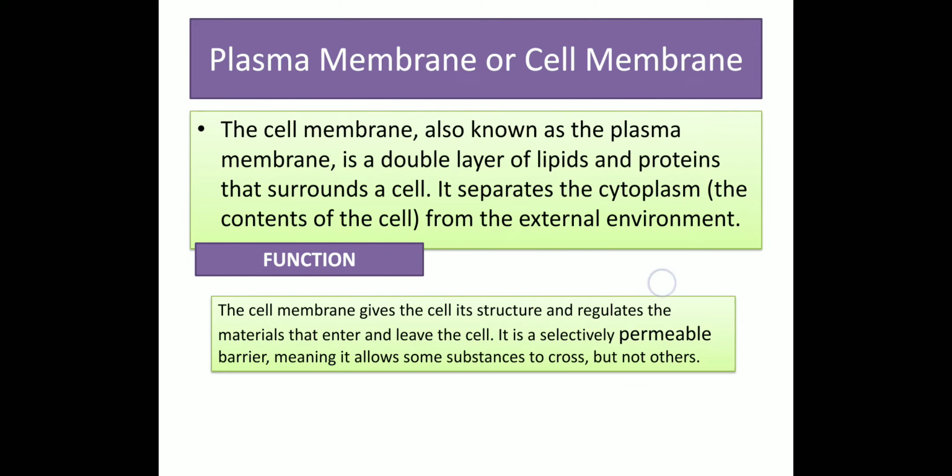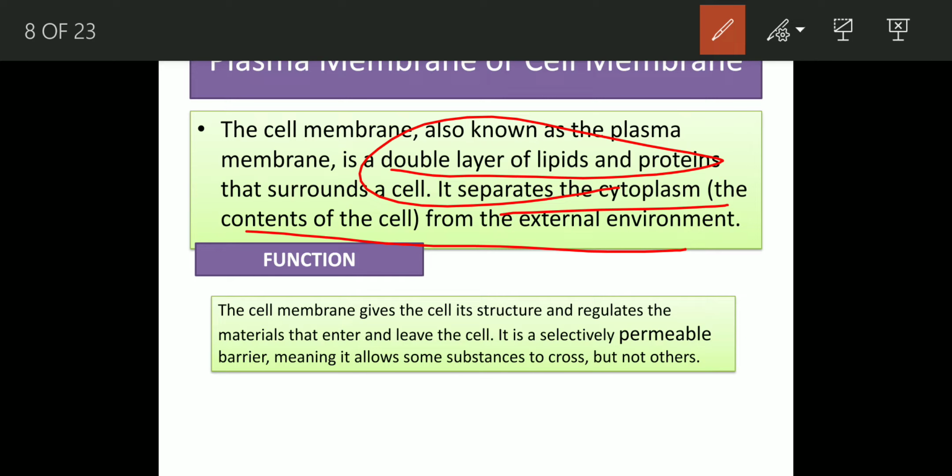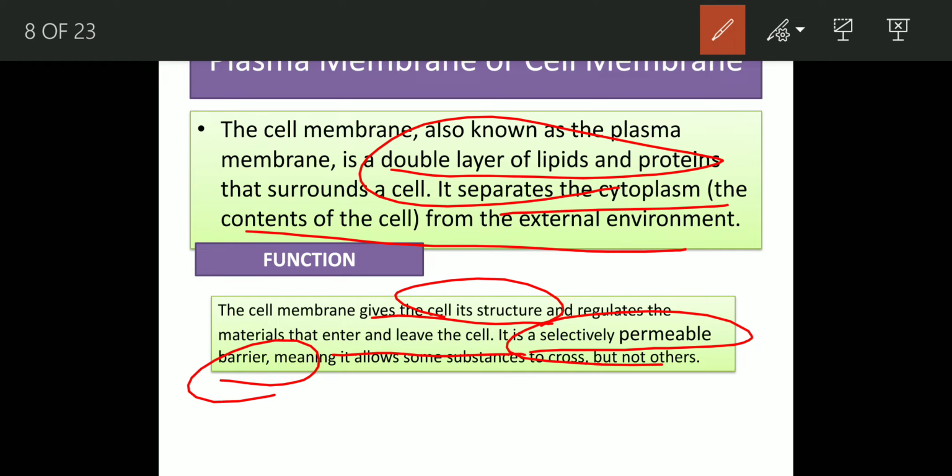So, the plasma membrane or cell membrane. We have discussed the cell membrane. It's a double layer made up of lipids and proteins. It separates the cytoplasm from the external environment. Its function is to give structure and regulate the materials entering and leaving the cell. It acts as a selectively permeable membrane. It allows only those substances to pass through which are required, and does not allow any harmful substances to pass through the cell, as they may damage the cell.